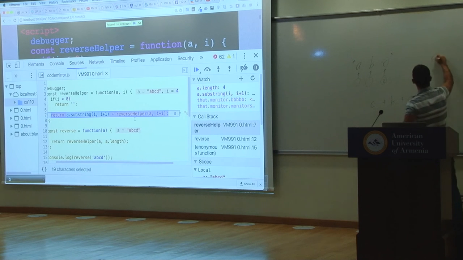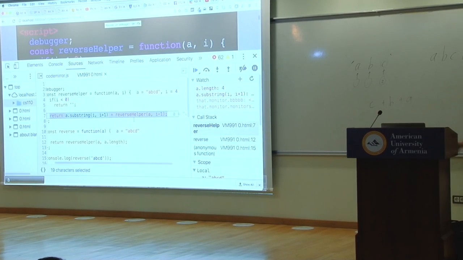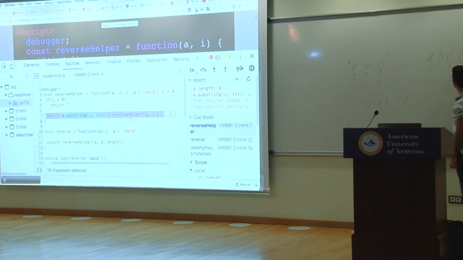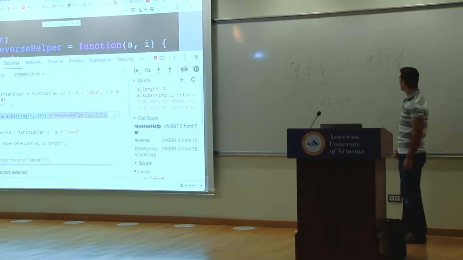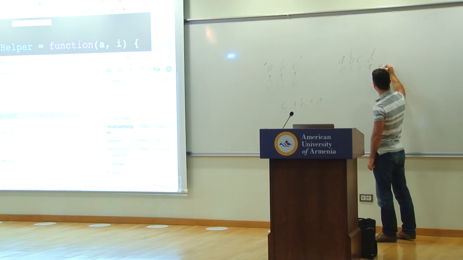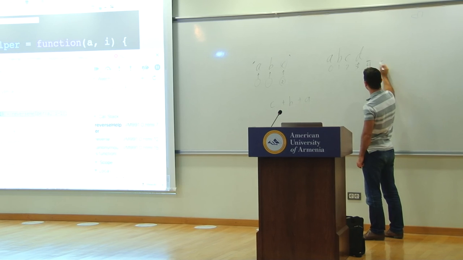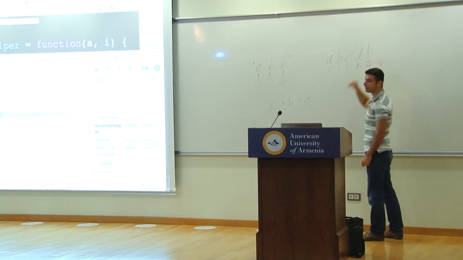We have A, B, C, D, right? What is the index of D? 3. Right, because it's 0, 1, 2, 3, right? So what we're trying to do in the first cycle is try to take the index of 4, that's this, plus 1, which is 5. So starting here and going here. There's nothing here.